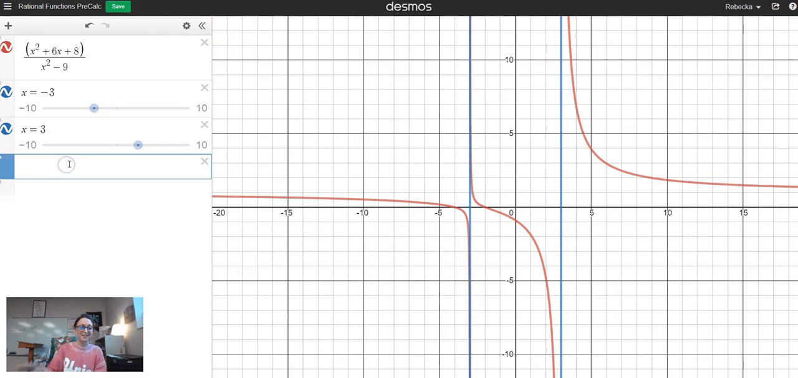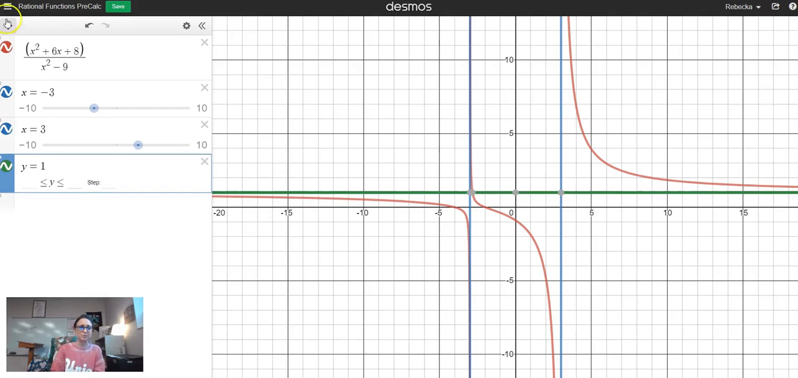Now, for your horizontal asymptote, look here, it's going to be y equals 1. So again, look at your exponents, or your degrees. The degree of the numerator is 2, and the degree of the denominator is also 2. Same exponents, so they need equal representation. All right, those terms are going to take over.